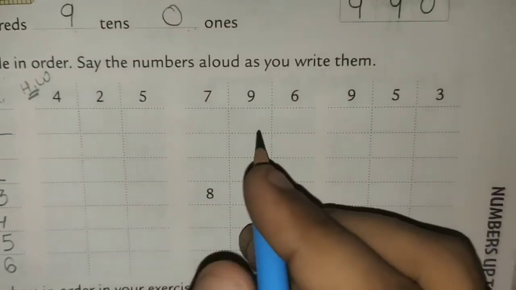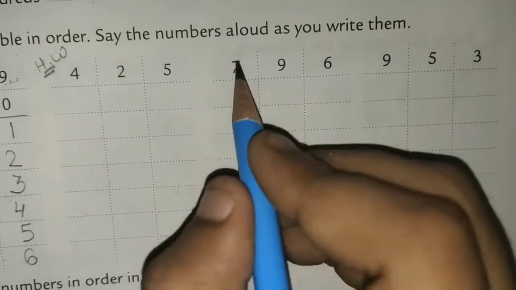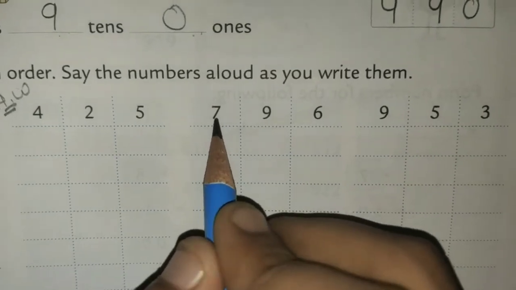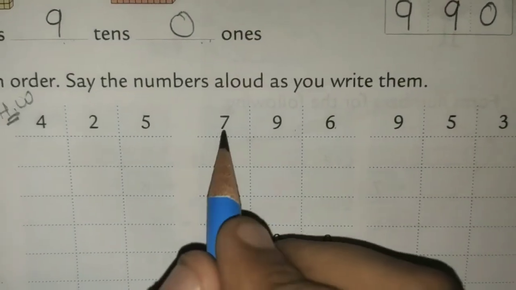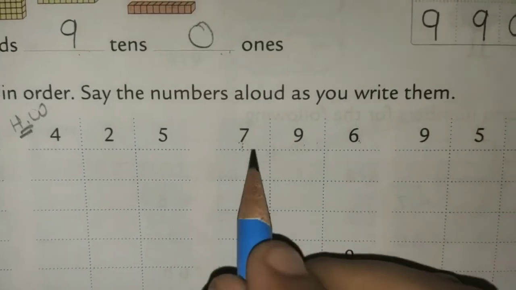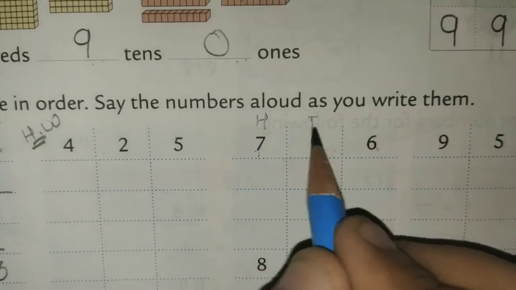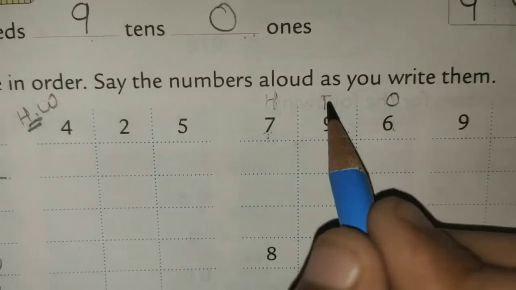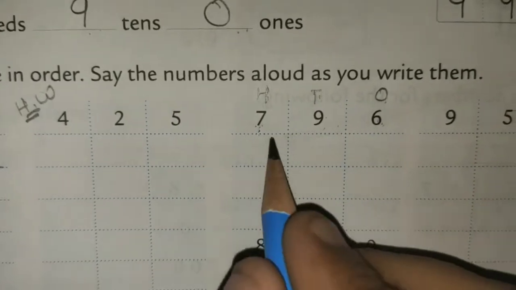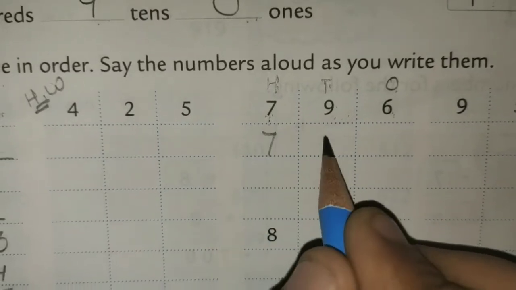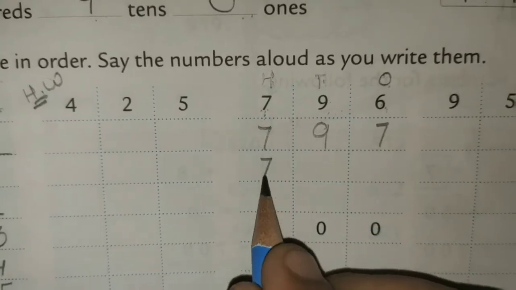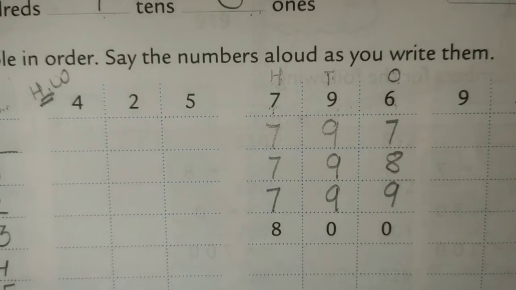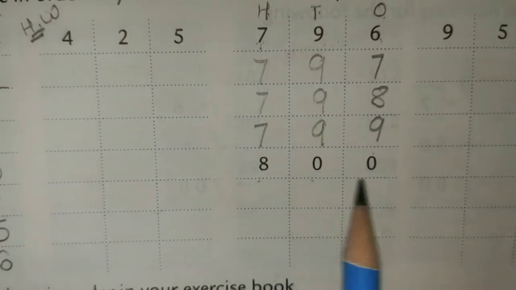Now the next one I will solve because it is a long, big number. Can you tell me which number is this? 796. 7 hundreds, so 700. If you don't understand, you can write the places here also. So you can easily understand: 700, 9 tens means 90, and 6 ones. After 796 comes 797, 798, 799.